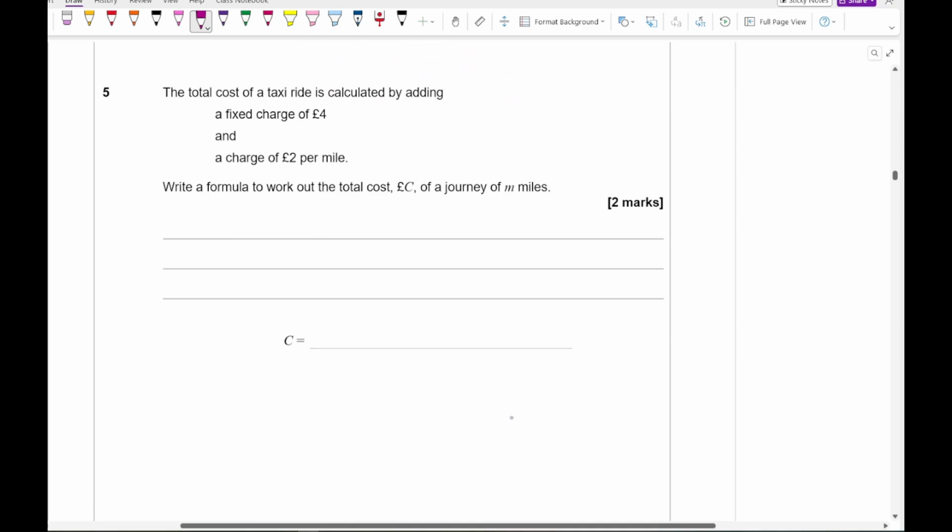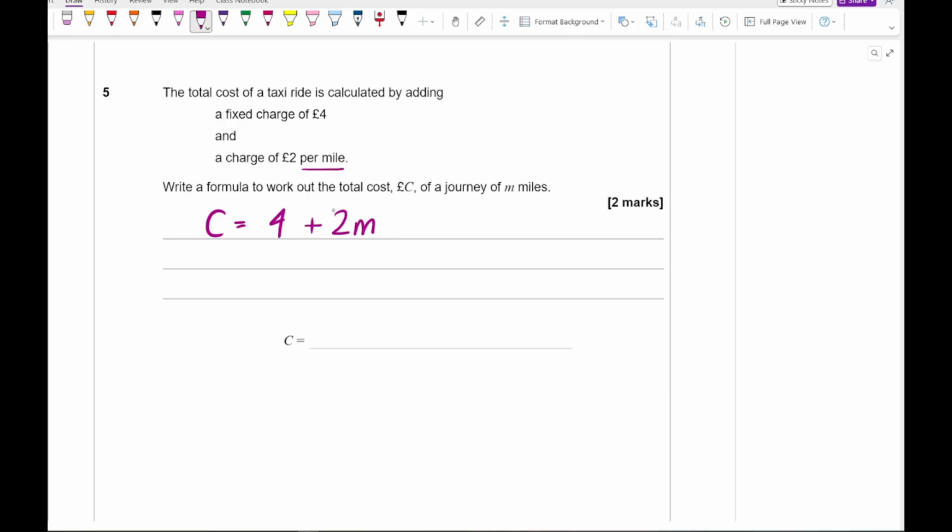Then moving on to question 5, it says the total cost of a taxi ride is calculated by adding a fixed charge of £4 and a charge of £2 per mile. Write down the formula to work out the total cost of the journey in miles. So it's going to be C equals 4 and then plus 2 lots of wherever the mile is. So it's going to be 2m.